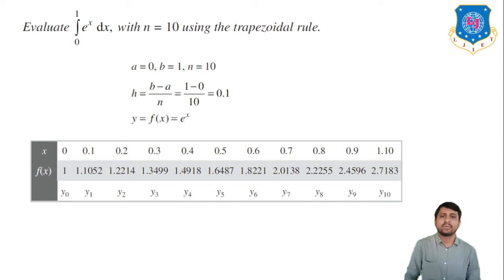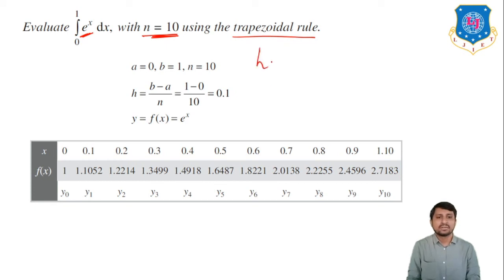This is an important example. Evaluate integration from 0 to 1 of e raised to x dx when n equal to 10, using trapezoidal rule. First of all, we find the value of h. Sometimes the value of h is given in some of the examples, so you can directly take that value. Sometimes they tell you to take n equal to 5, n equal to 10, n equal to 6 equal parts, so using n, you can easily find h.